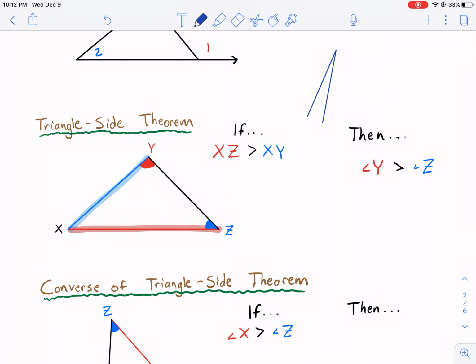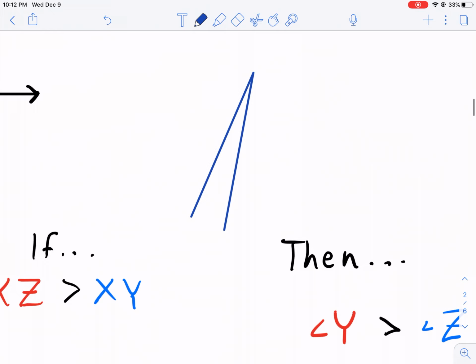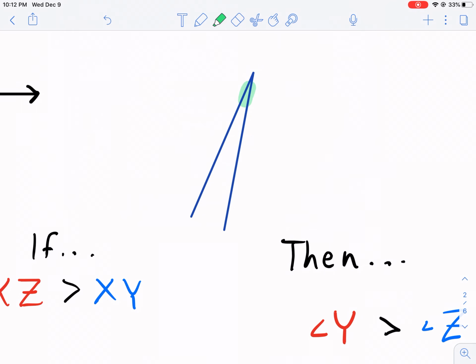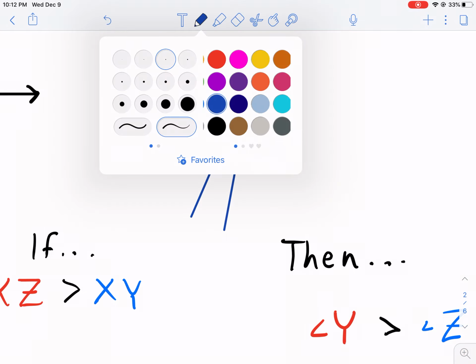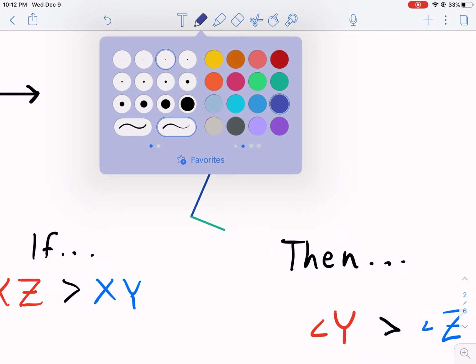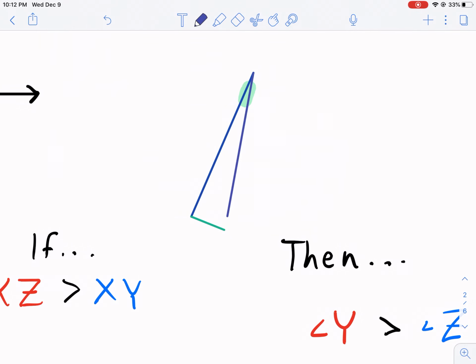So, let's say I have a triangle and it's got a very small angle. Focus your attention on this little angle right there, okay? That small angle is going to result in a very small side, okay? So, right here. Now, what happens if I erase this again. What happens if I make this a bigger angle, okay?